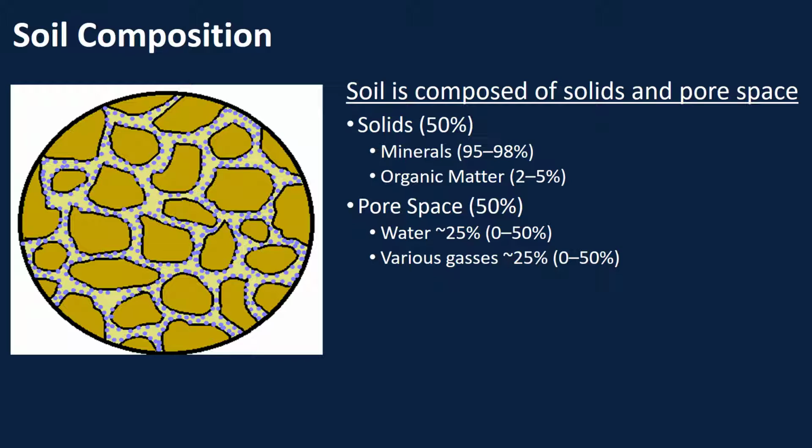And based on how much that is, it helps the plant. So we need enough space in there for water, but we also need space left for gases such as oxygen. So these are basic parameters of what makes up a soil. So we want about 50% to be a solid portion and the other half to be pore space.